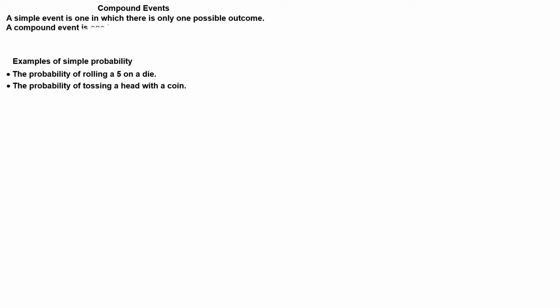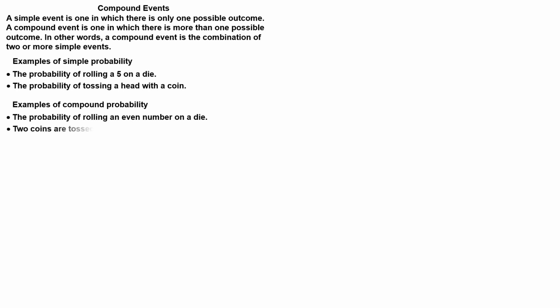A compound event is one in which there is more than one possible outcome. In other words, a compound event is the combination of two or more simple events. Examples of compound probability. The probability of rolling an even number on a die. A standard die has 3 even numbers. 2 coins are tossed. Find the probability of getting 2 heads. When 2 coins are tossed, we can get 2 heads.